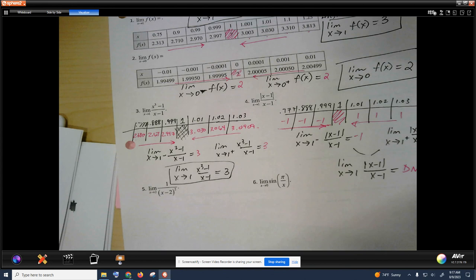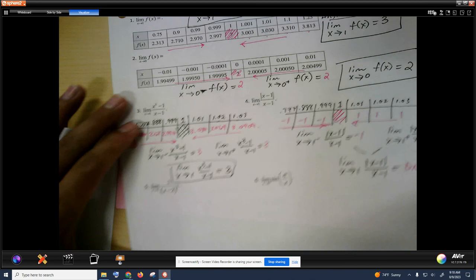Okay, let's see, do we have time? Okay, maybe we'll do one more table. Are you guys good with table? Okay, we'll do one more table. We're gonna get to the graphs. Like, what if we were looking at graphs, can we still tell if the limit exists? So let's go to this one here.